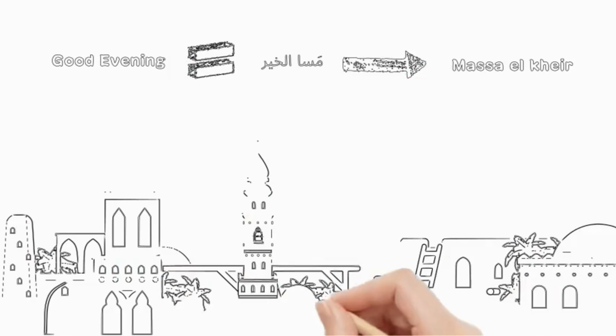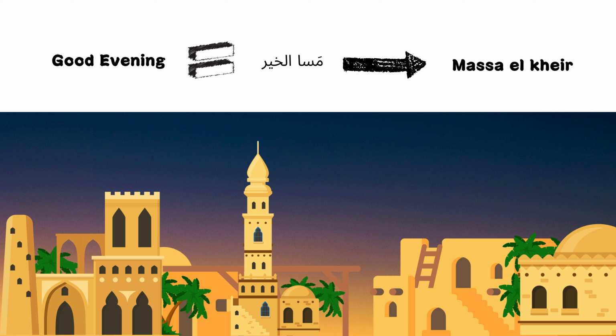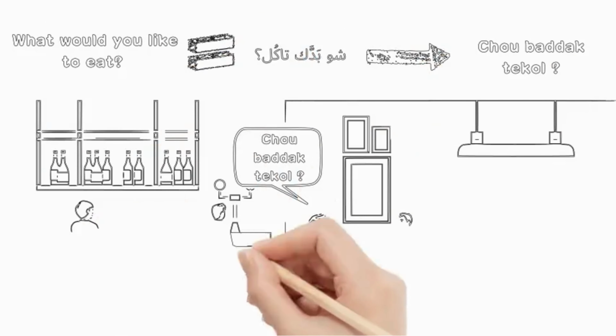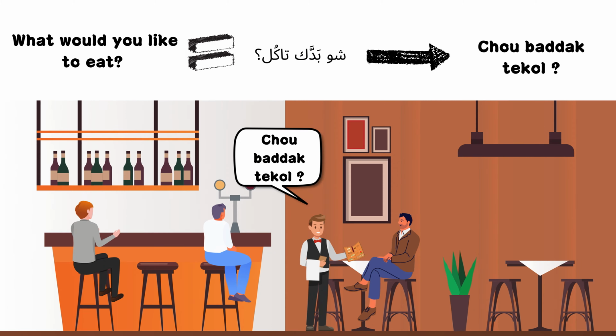The first expression we are going to learn today is good evening. Masa al-khair. Masa means evening. Khair means good. Masa al-khair. Good evening. The second expression is what would you like to eat?